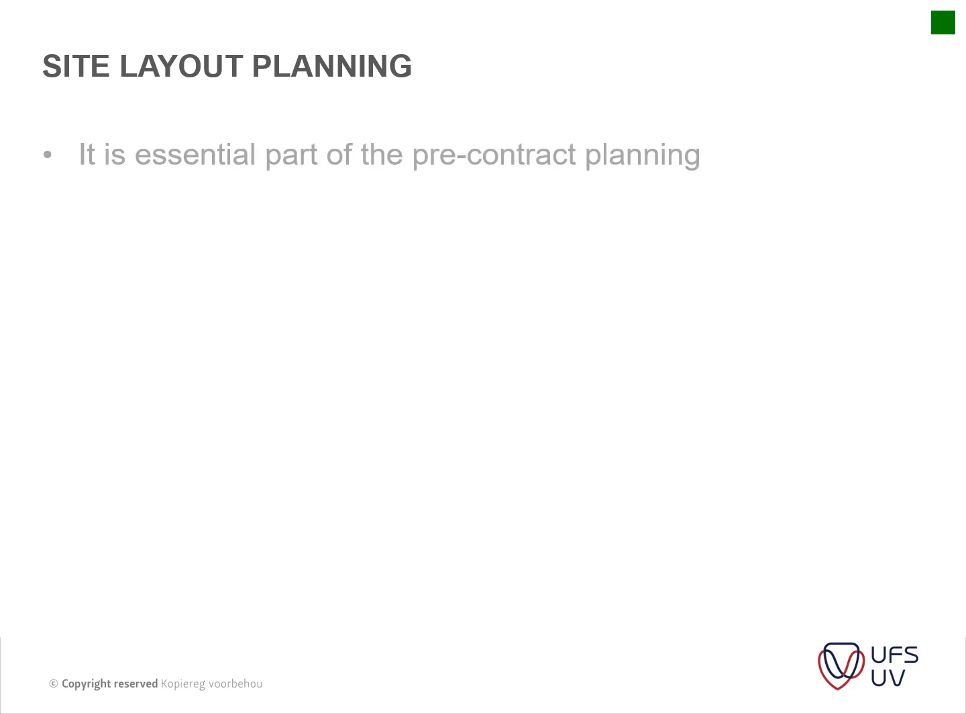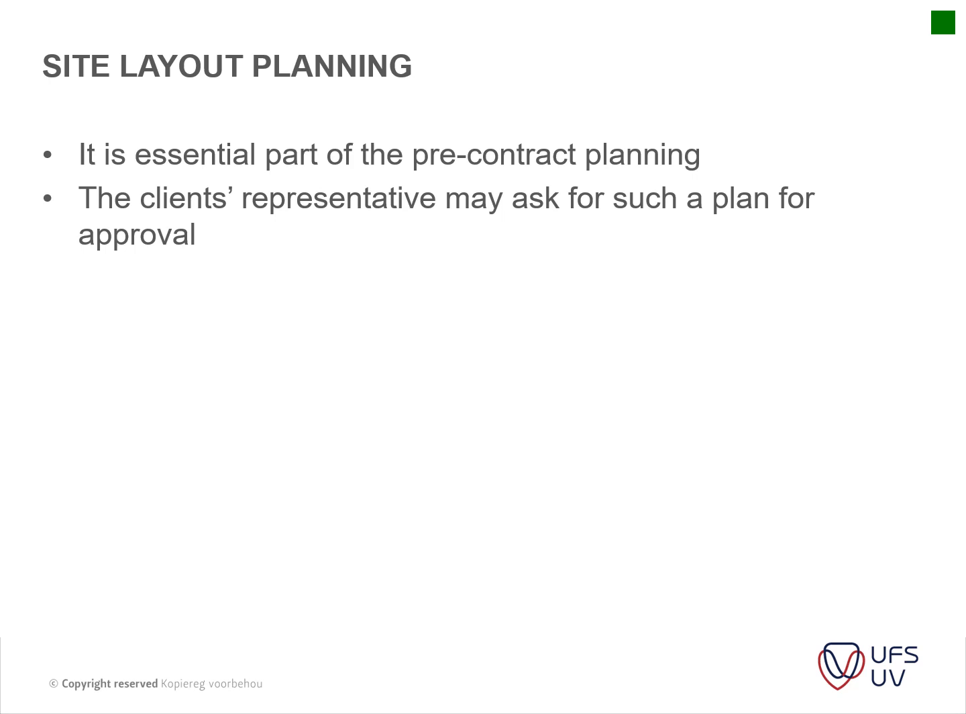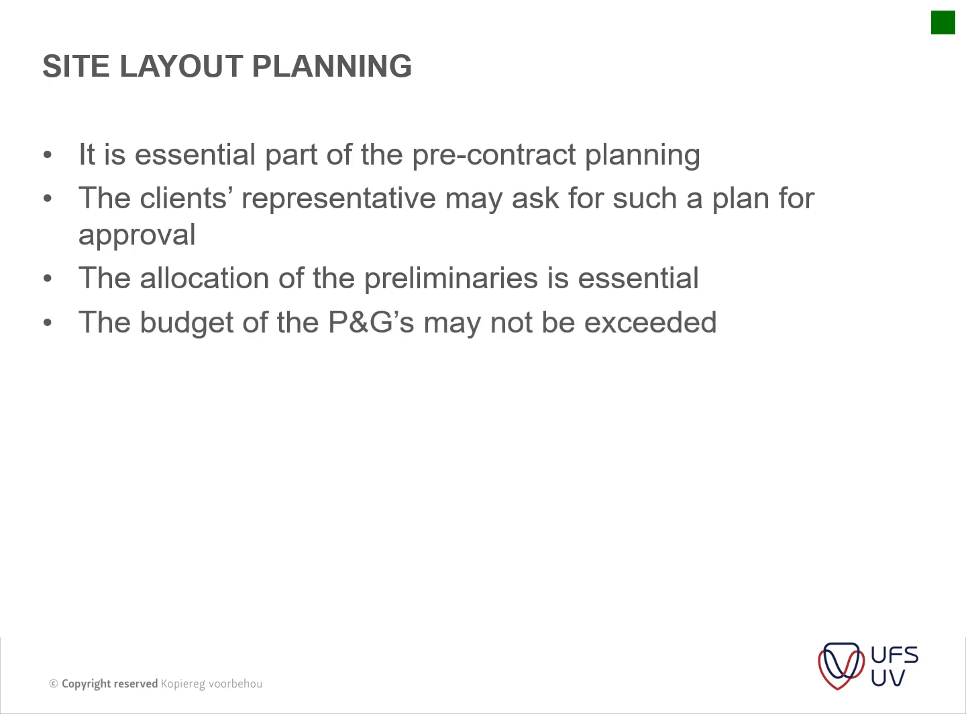Then you've got the site layout planning. It's an essential part of the pre-contract planning. The client's representative may ask for such a plan for approval. Then the allocation of preliminaries is essential. The budget of the P&Gs may not be exceeded.